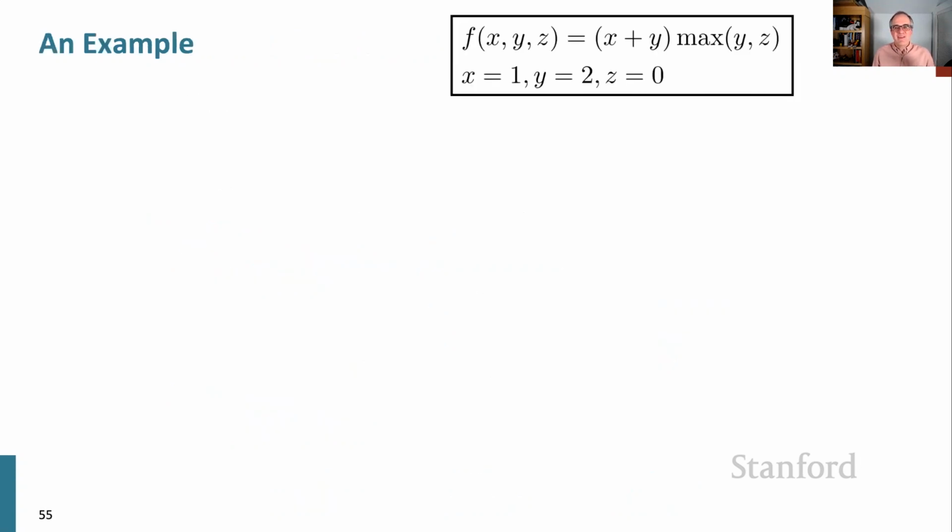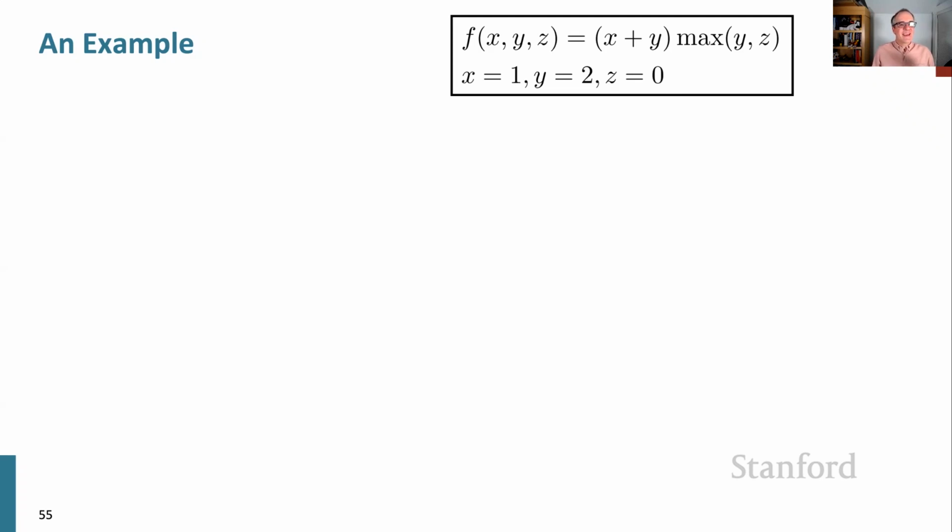So let's go through an example of this. I mean, this is kind of a silly example. It's not really an example that looks like a typical neural net, but it's a simple example where we can show some of the components of what we do. So what we want to calculate is f of x, y, z, which is calculated as x plus y times the max of y and z. And we've got particular values that we're starting off with: x equals 1, y equals 2, and z equals 0. So these are the current values of our parameters.